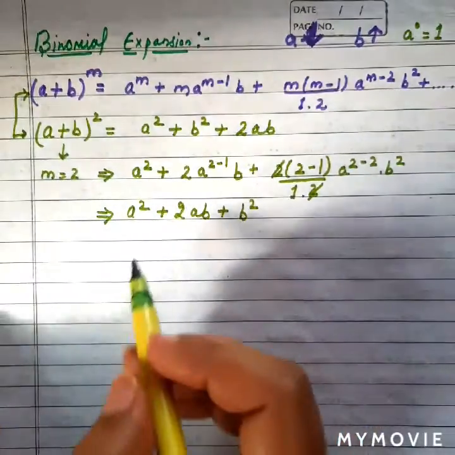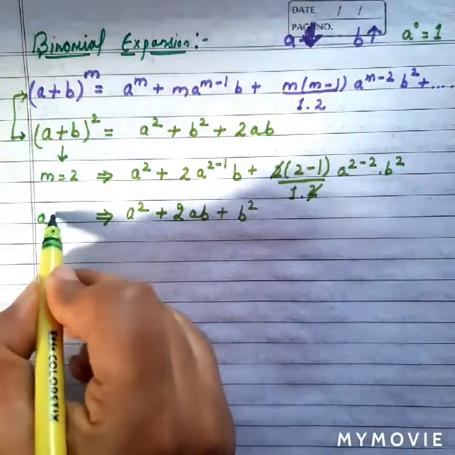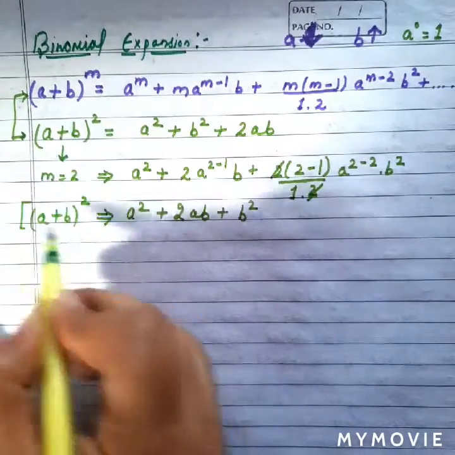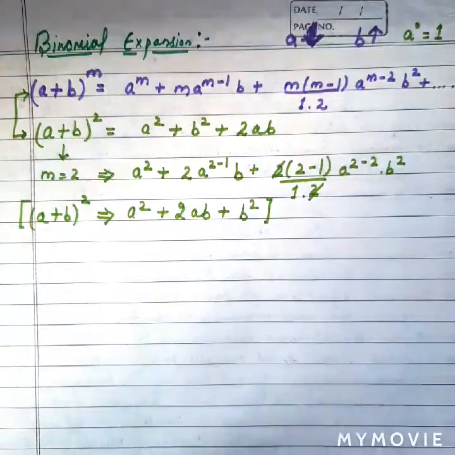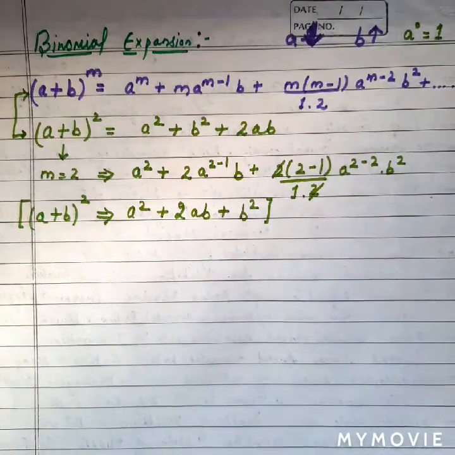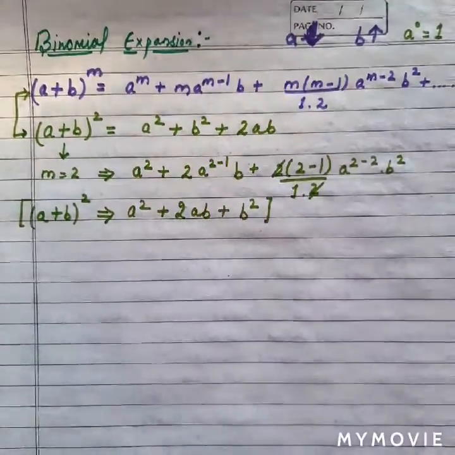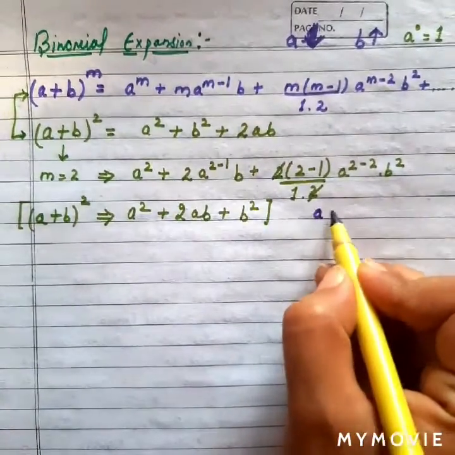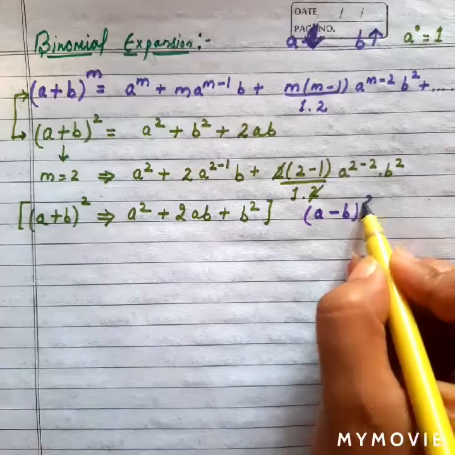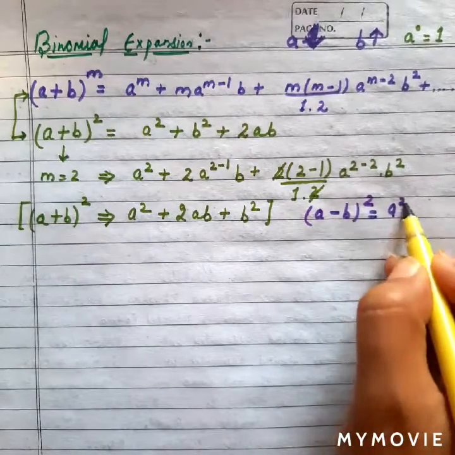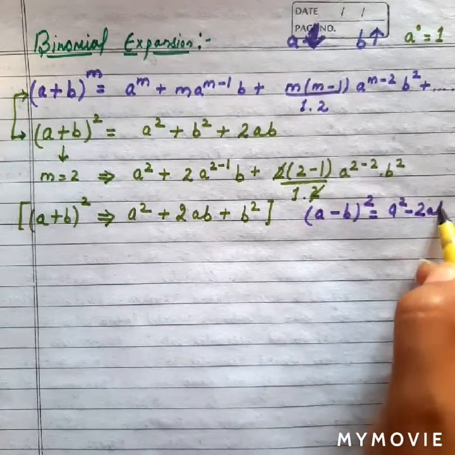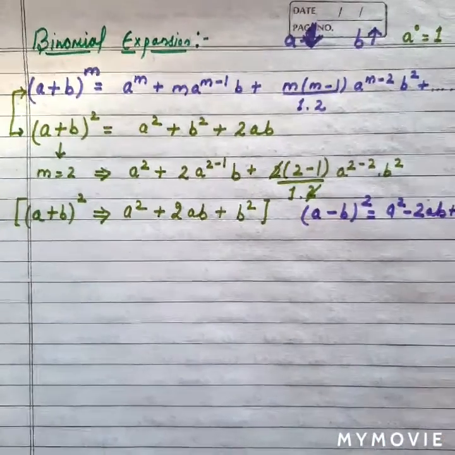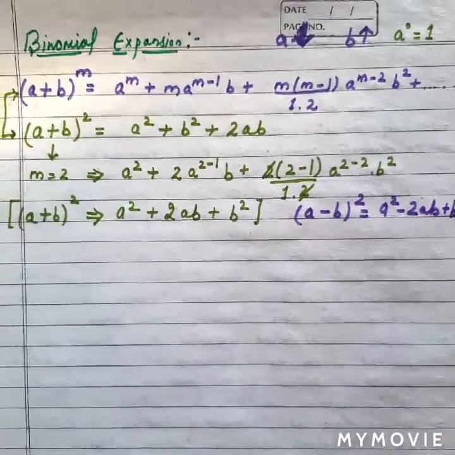Fine. So we have proved this, and in this way we can prove any kind of formula or any kind of expression with the help of binomial expansion. And in this way you can also prove that (a - b) whole square is equal to a square minus 2ab plus b square, or any other expression also we can prove, right?